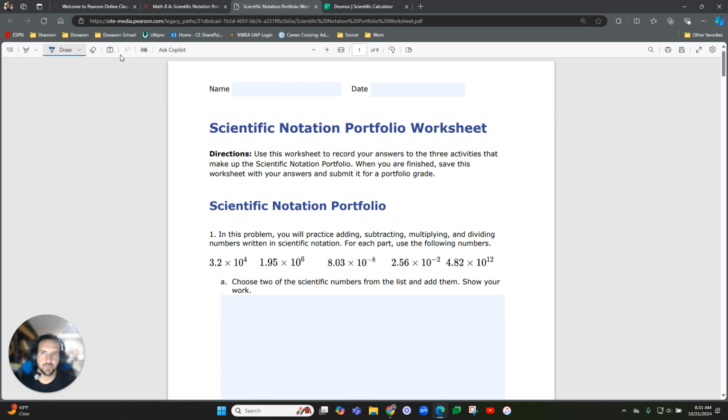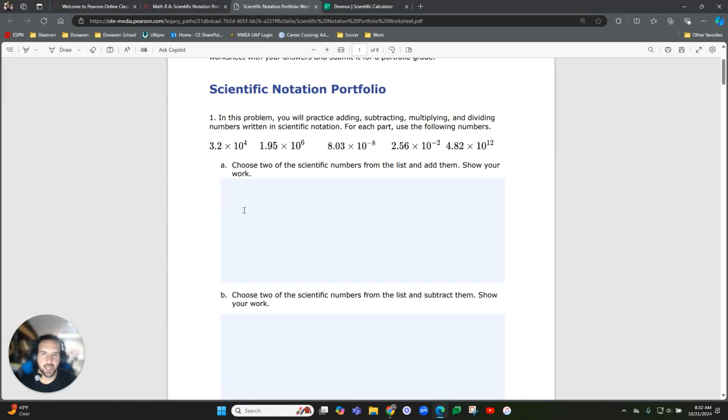If you click in the text box, you can just go ahead and type. These are all editable already, even if you're not using Microsoft Edge. However, if you use Microsoft Edge, you can also draw on it.